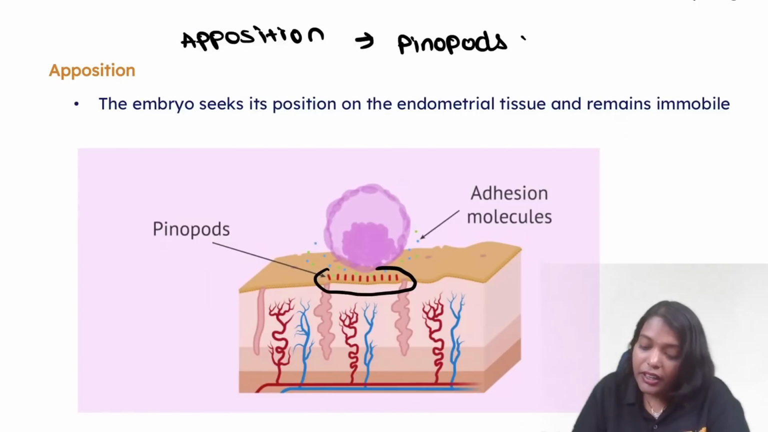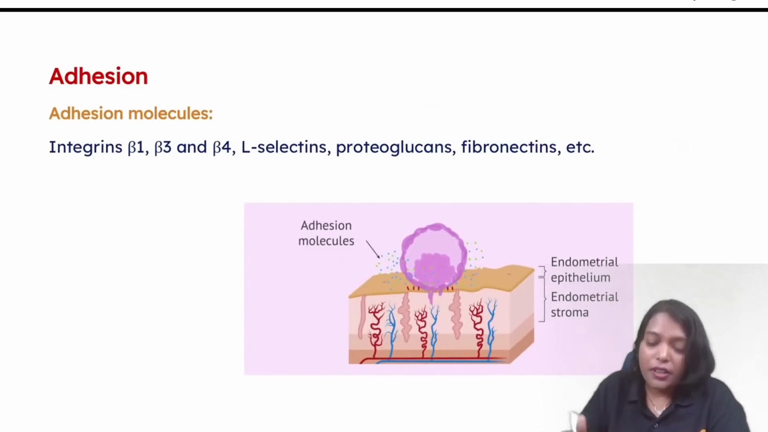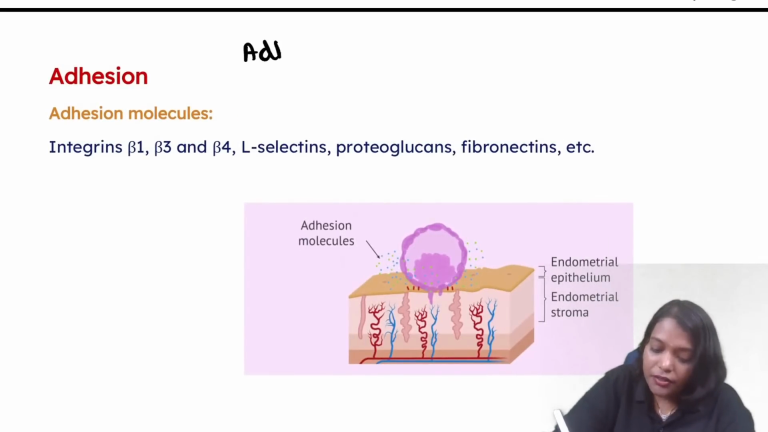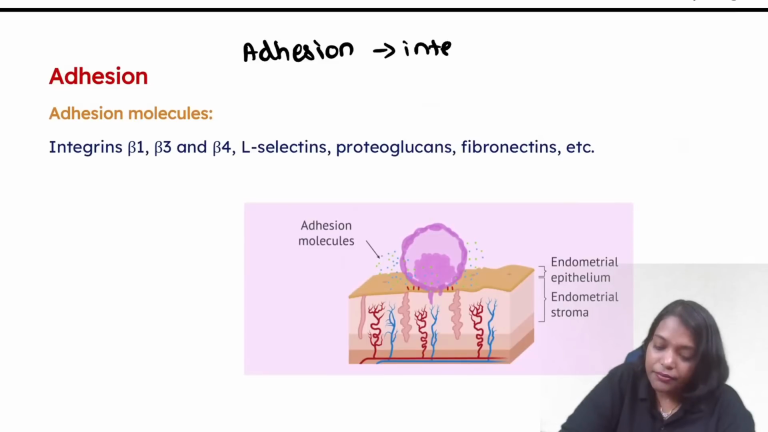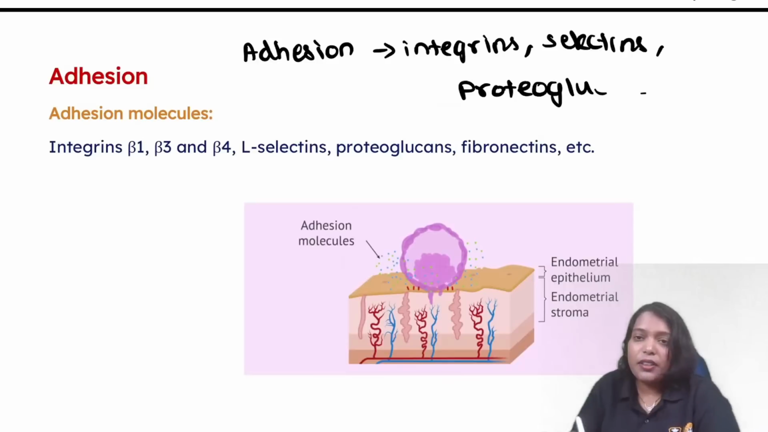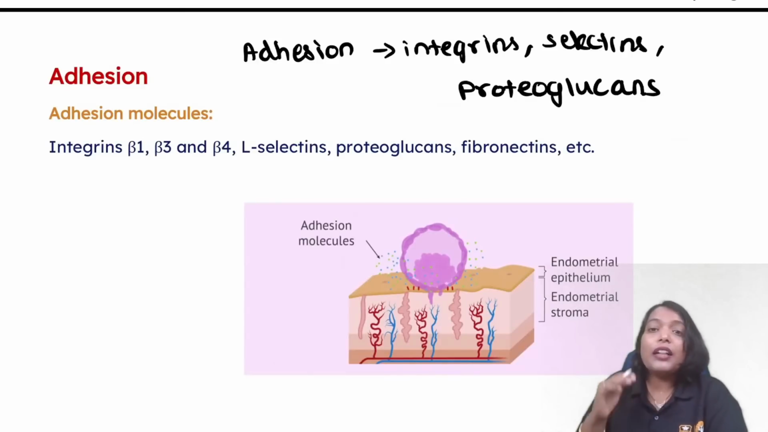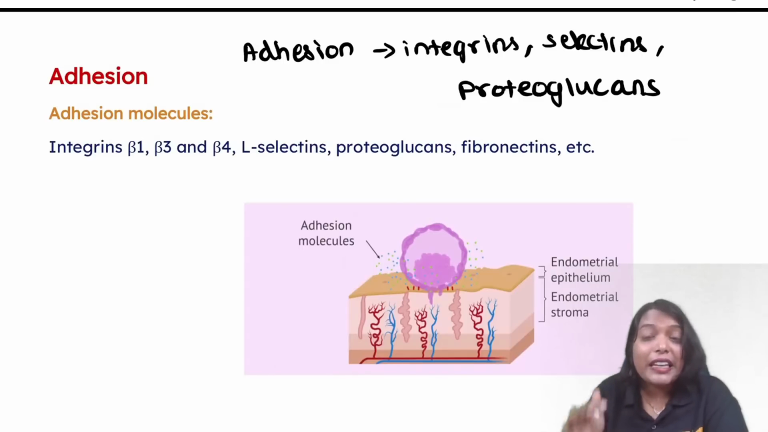Next, coming to the second step after apposition is adhesion. So adhesion will go into the endometrial epithelium. In adhesion we have the integrins, selectins, proteoglycans and fibronectins. So all these are helping in the adhesion.